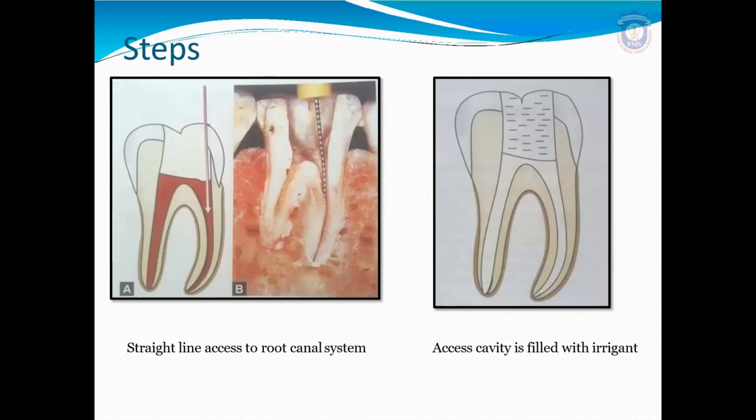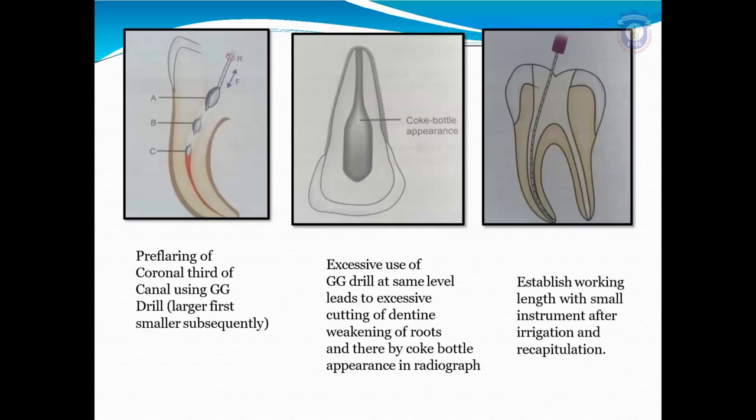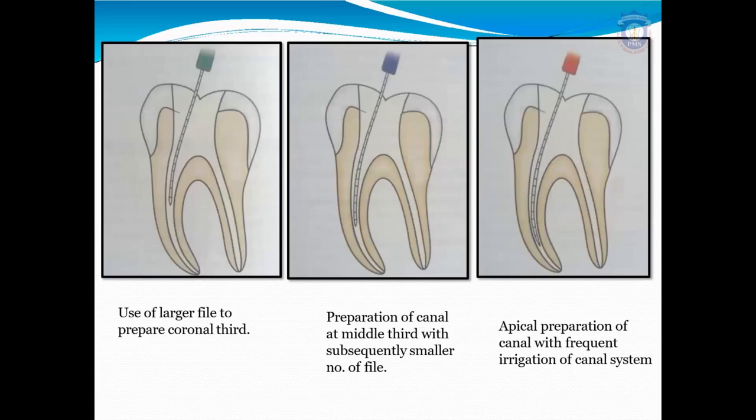Following are the steps of crown down technique. Straight line access to the root canal system is obtained. Access cavity is filled with irrigant. Pre-flaring of the coronal third of the canal is done using Gates-Glidden drill. Larger file and then smaller file circumferentially is used. One disadvantage of crown down technique is that excessive use of Gates-Glidden drill at the same level leads to excessive cutting of dentin and weakening of root, and thereby produces a Coke bottle appearance in the radiograph as shown in the diagram. Further, establishing of the working length is done after the coronal enlargement with a smaller instrument after irrigation and recapitulation.